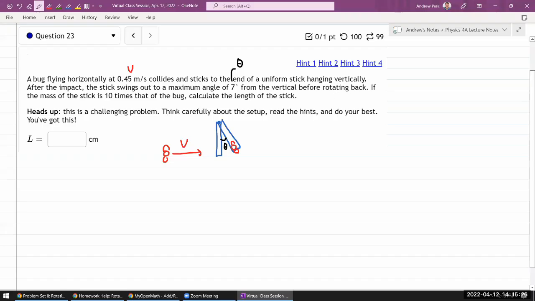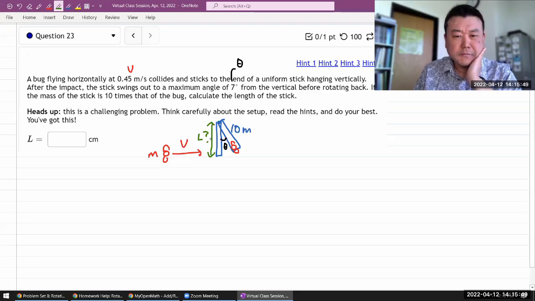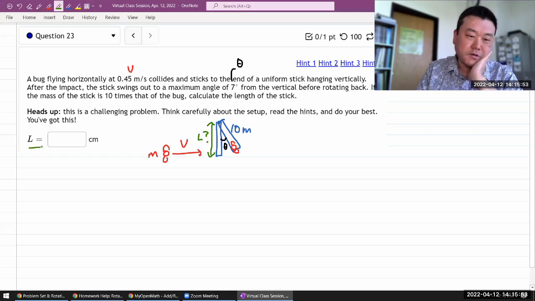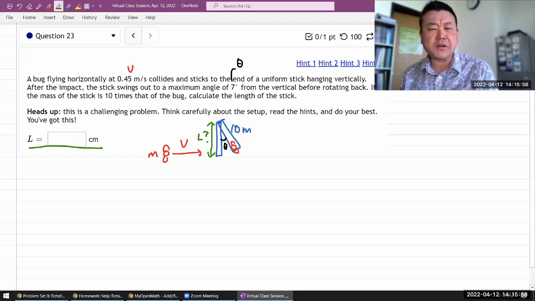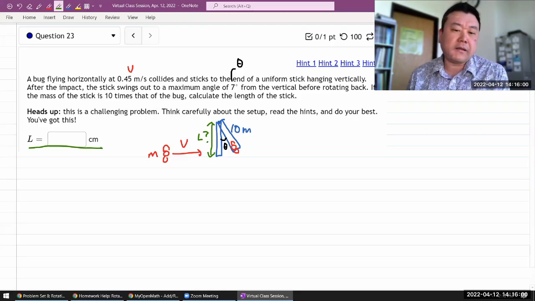If the mass of, okay, so they're not giving me any numbers, but there's some symbol for the mass of the bug. And the question is saying the mass of this stick is 10 times that of the bug. Calculate the length of the stick. If after reading this question it's puzzling you, you feel like you haven't been given all the information, I think that's perfectly valid.